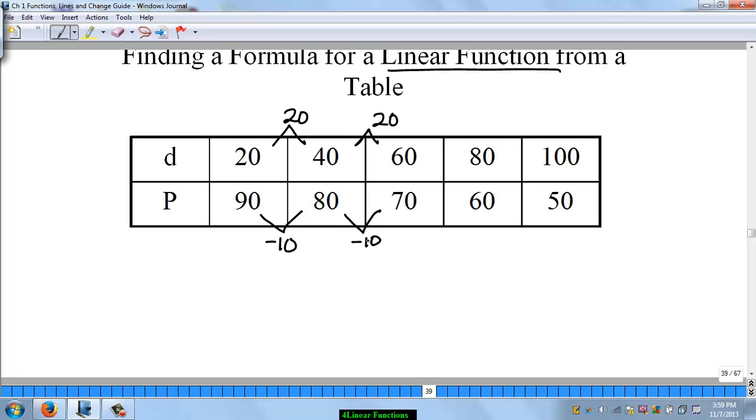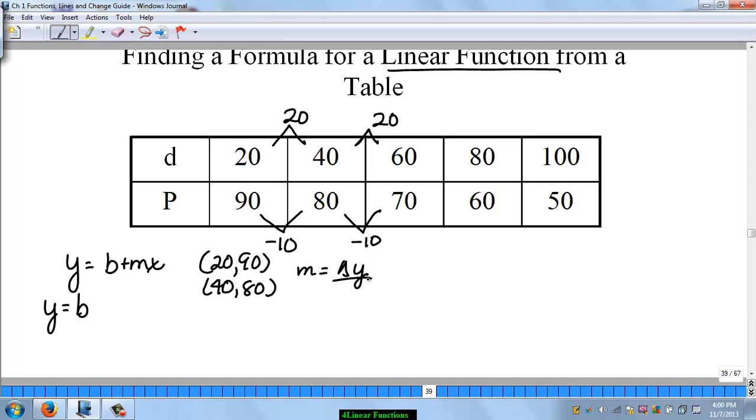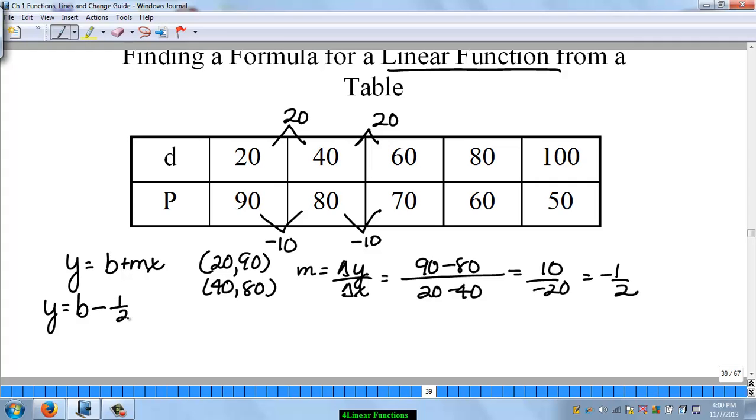So let's do that. Y equals b plus mx. Stack and rack a couple points. I'm going to use (20, 90) and (40, 80). So I have y equals, and I don't know what the b is, but I think from here I can figure out my slope. So let's do the slope, delta y over delta x. And I'm going to do 90 minus 80 over 20 minus 40. So that's going to be 10 over negative 20, or negative 1/2.